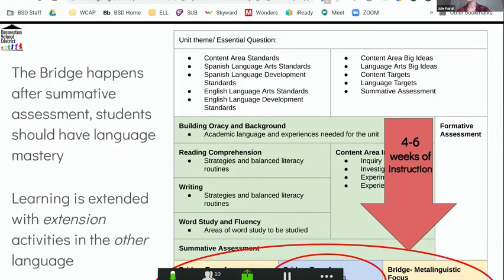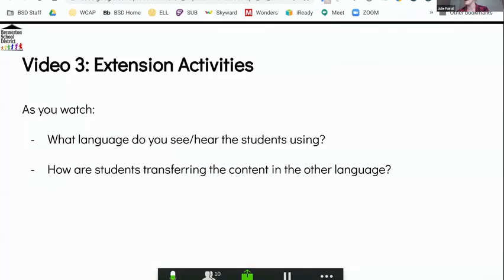So we're going to watch a video of that and then talk a little bit more. During this, you're going to keep the same questions that you watched for in the last video. So what language do you see or hear the students using? And also, thinking about how the students are transferring the content in the other language. So where is that transfer of concept development?